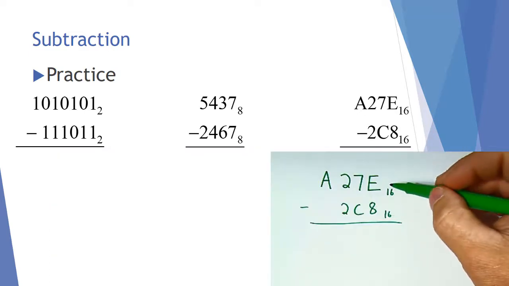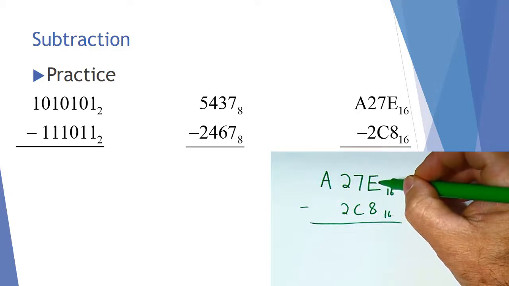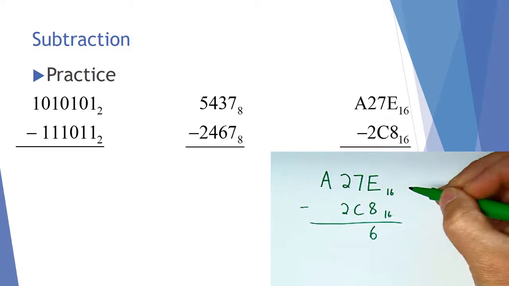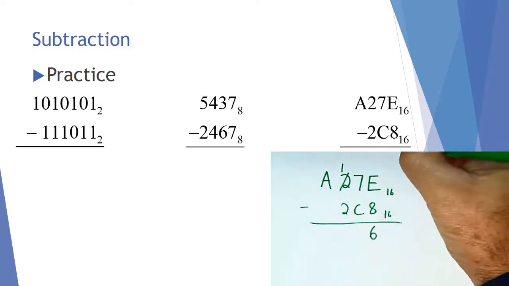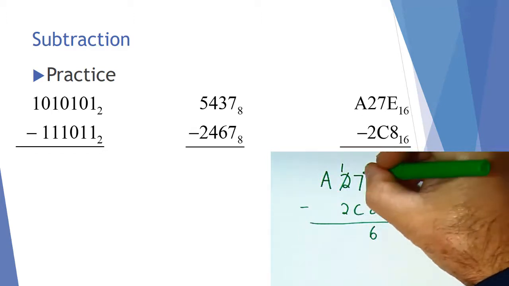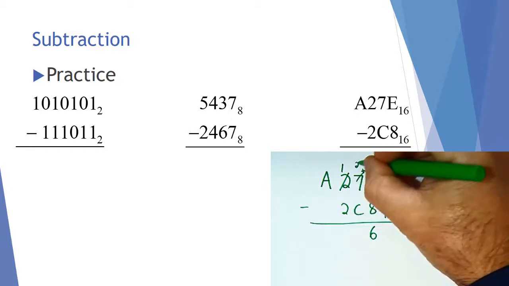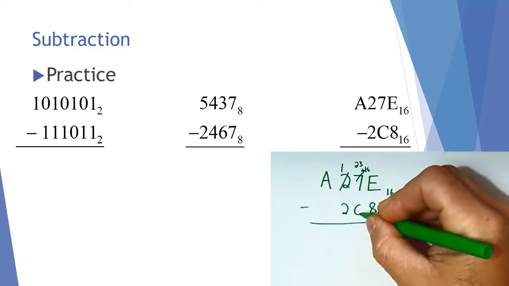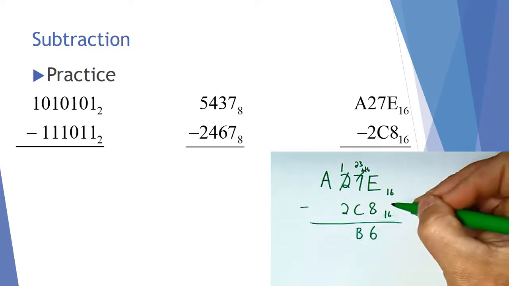And our last problem of the day here, A27E base 16 minus 2C8 base 16. Here we go. Okay, E actually represents 14 in hex, so 14 minus 8, that leaves us with 6. 7 minus C, that 7 is not big enough. We're going to go next door and borrow 1 from the next column. That 7 gains us 16. This is now a 23. 23 minus C, but C is 12, so 23 minus 12, that's 11, which is B.